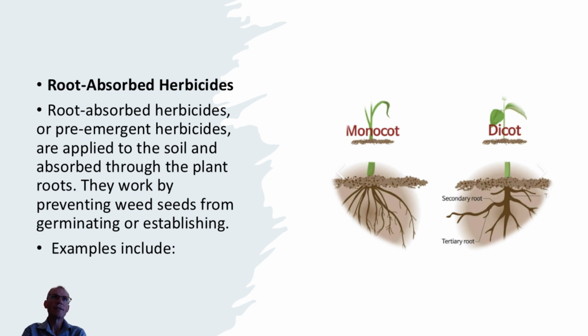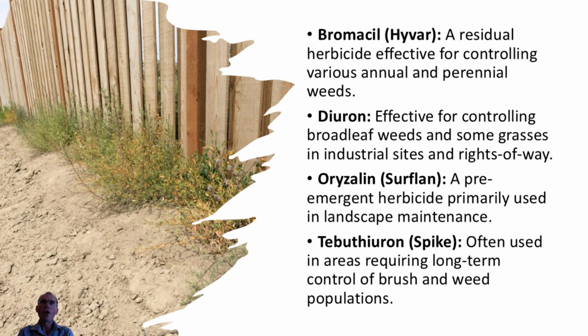Root-absorbed herbicides. Root-absorbed herbicides, or pre-emergent herbicides, are applied to the soil and absorbed through the plant roots. They work by preventing weed seeds from germinating or establishing. Examples include Bromacil (Hyvar), a residual herbicide effective for controlling various annual and perennial weeds. Diuron, effective for controlling broadleaf weeds and some grasses in industrial sites and rights-of-way.